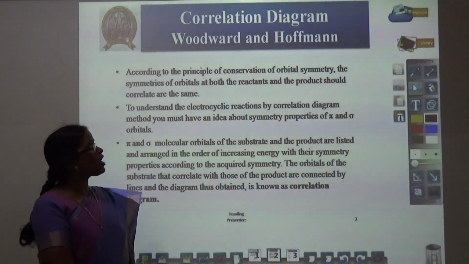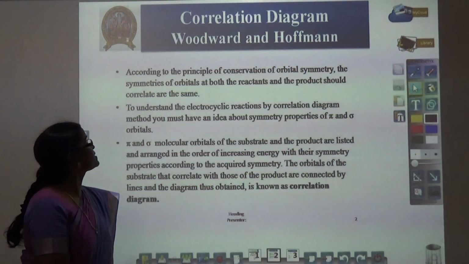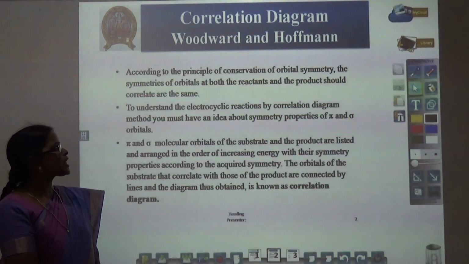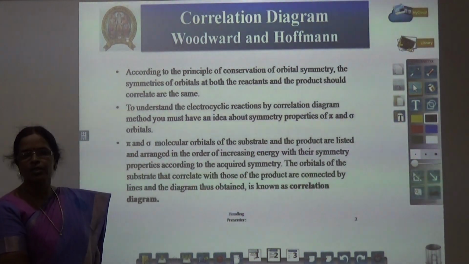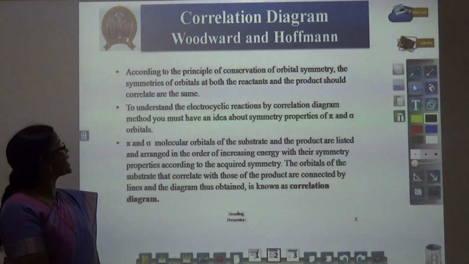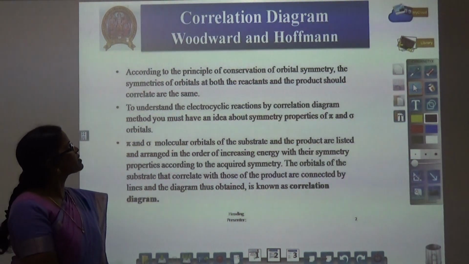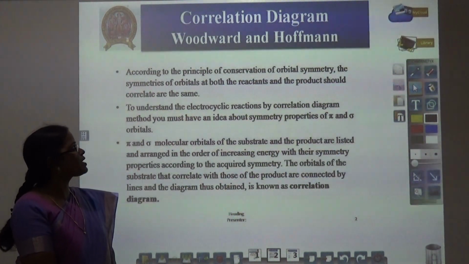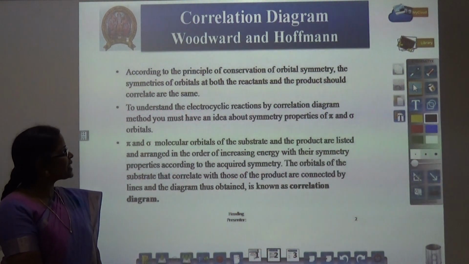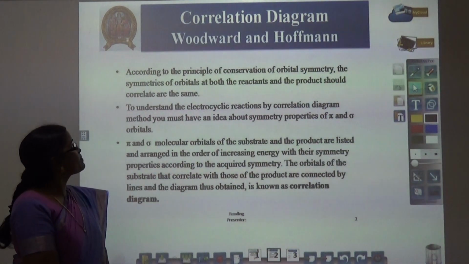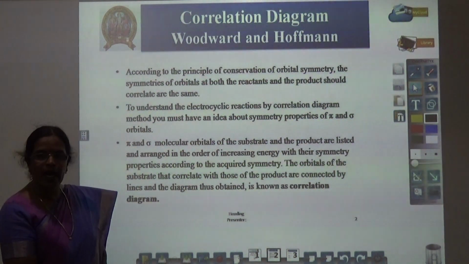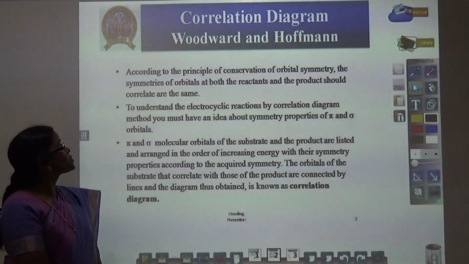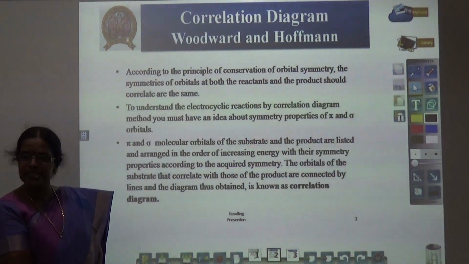According to the principle of conservation of orbital symmetry, the symmetries of orbitals at both the reactants and the product should correlate, or be the same. So what is the principle? The principle of conservation of orbital symmetry explains that the symmetries of orbitals at both the reactants and the product should correlate or be the same.